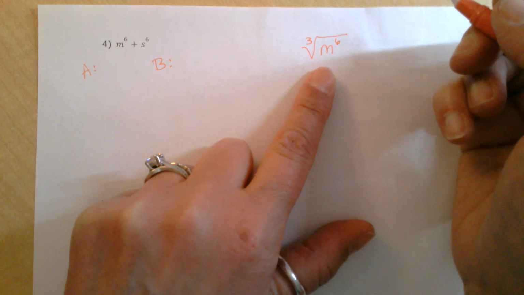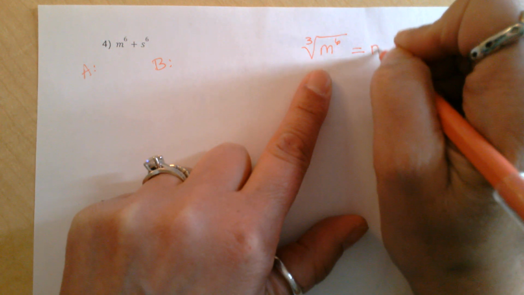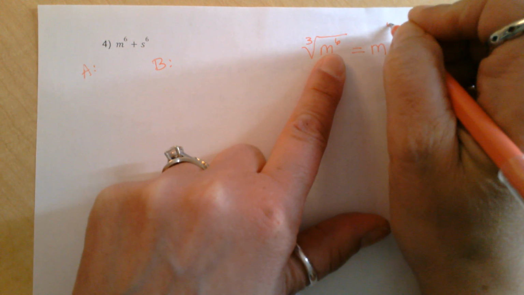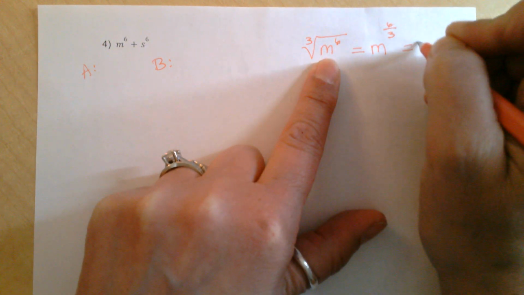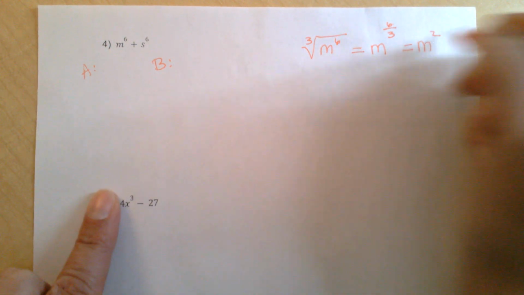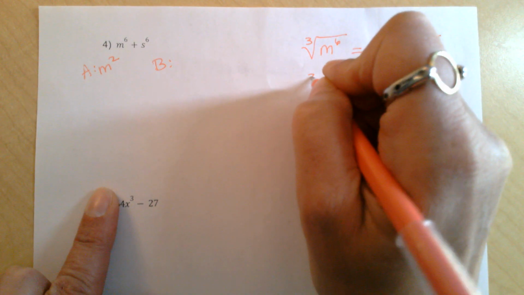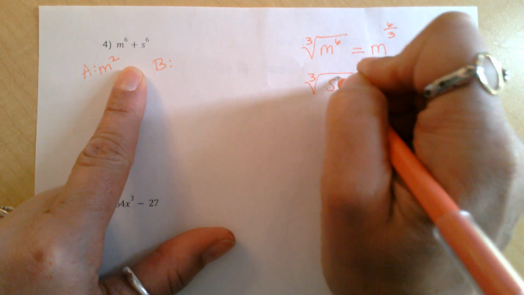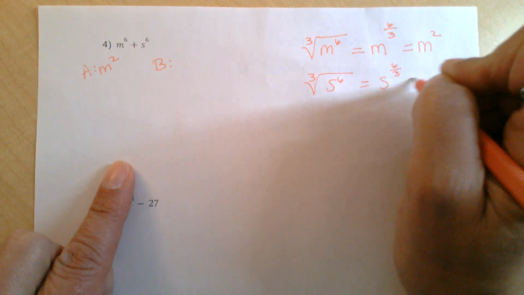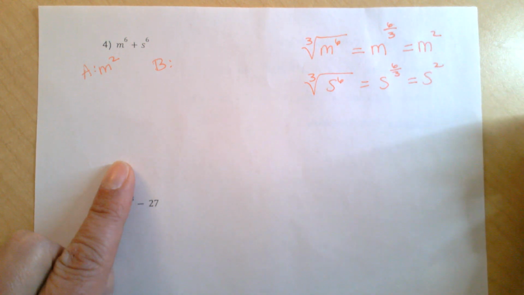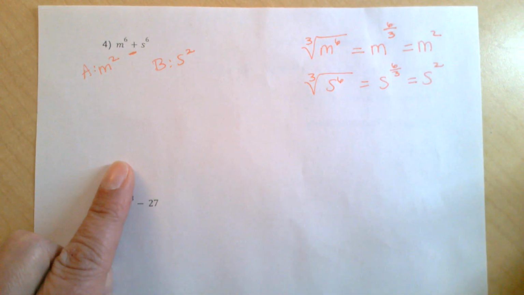And you're probably going to find a pattern when we do this a few times. So when we take the cubed root of m to the 6, it's really m to the exponent divided by the root. And so 6 divided by 3 is m squared. And so that's what's going to be a, m squared. All right, the cubed root of s to the 6, same thing. It's going to be s to the 6 divided by 3, which is s squared. S squared.